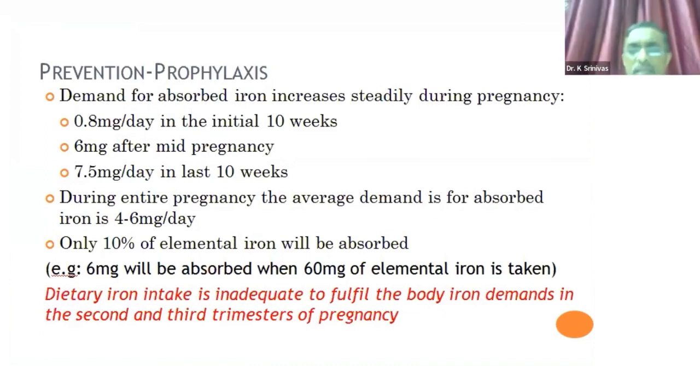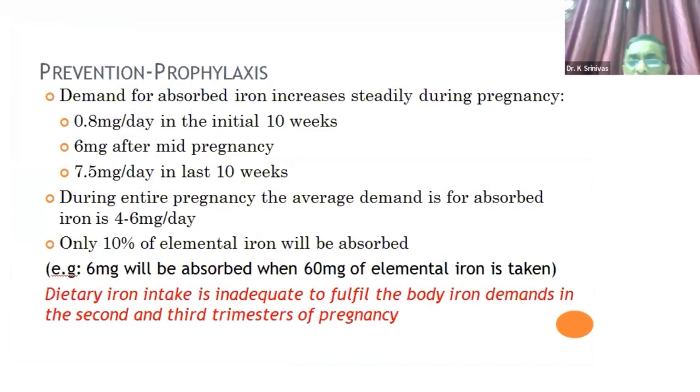We don't even treat her with iron in the first trimester. Hope all of you are aware. Only 10% of elemental iron is absorbed. So what we have to minimum give is 60 milligrams of elemental iron for every pregnant woman to get that 6 milligrams. Just look at the last sentence. Dietary iron is highly inadequate to fulfill the demands in the second and third trimester.